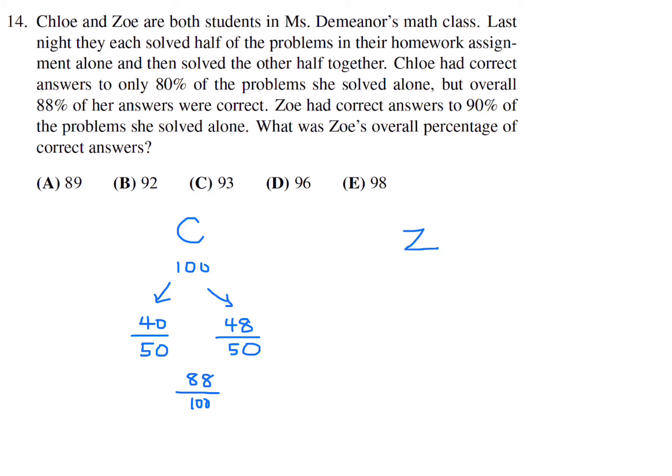Now we turn our attention to Zoe. And that is also 100 questions. And with Zoe, we know that this number is going to be the same because they worked on those problems together. So they have the same score for those.